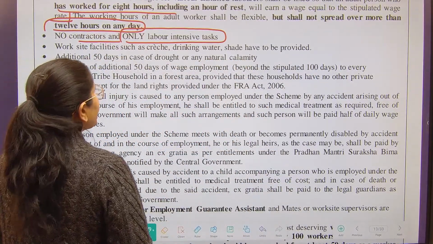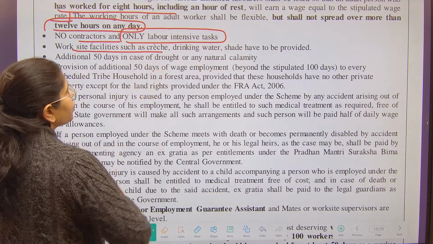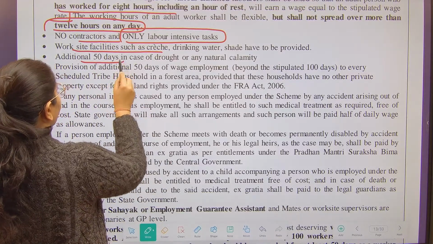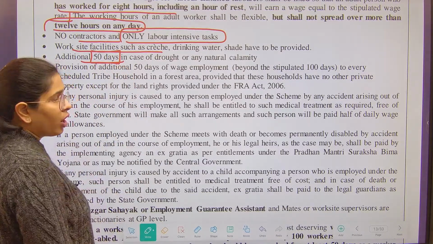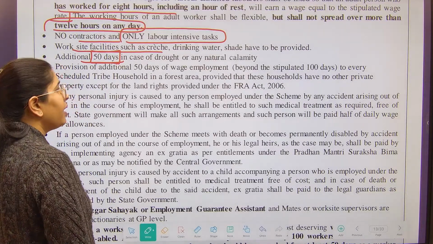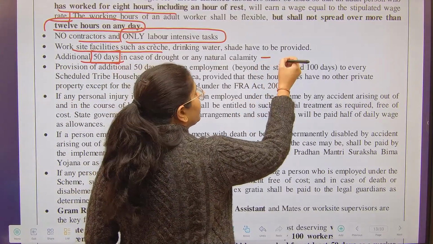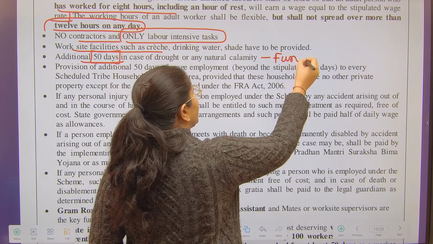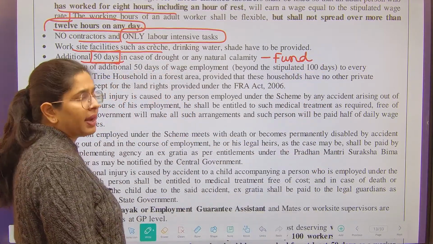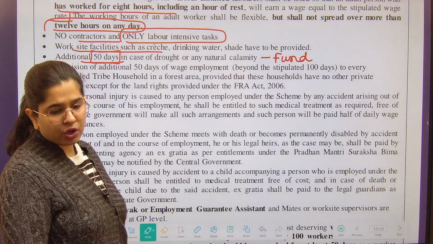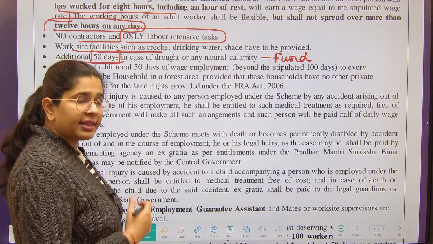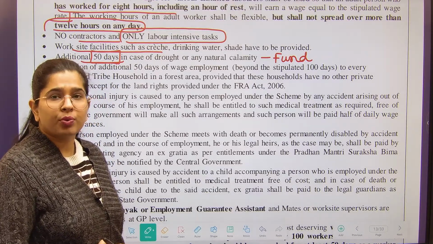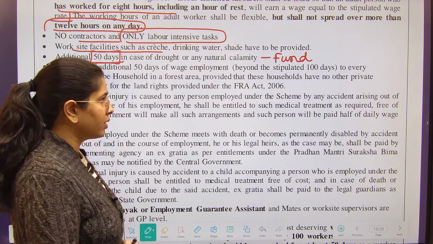See, worksite facilities like creche, drinking water, shade have to be provided. Additional 50 days of employment should be provided if there is drought or any kind of natural calamity. Why? Because in such a situation, the villagers or the rural people will need funds or money, and this is the way of government to help them in case of droughts or natural calamities. So at that particular time, notifications are released. Government says that, okay, we want to provide the extra employment of 50 days to our workers, right?